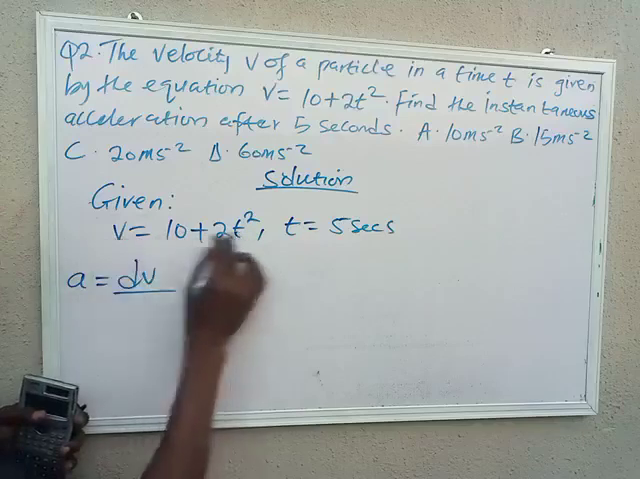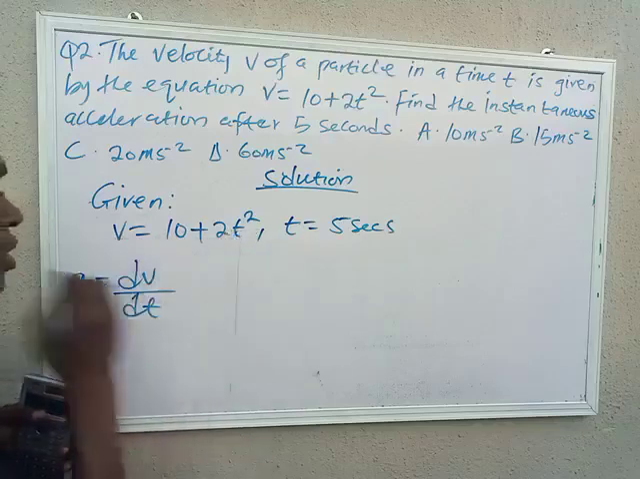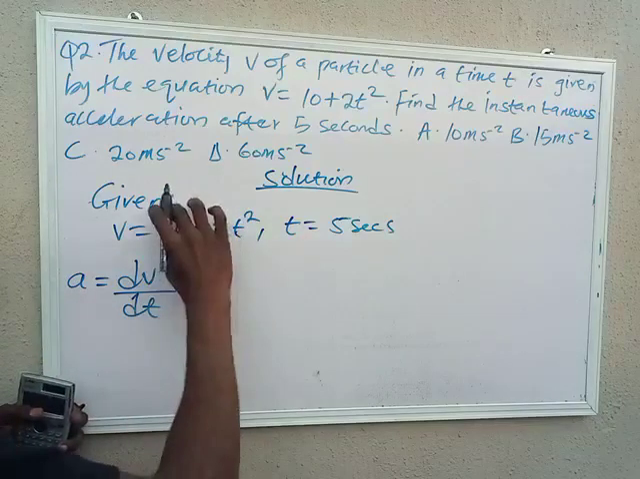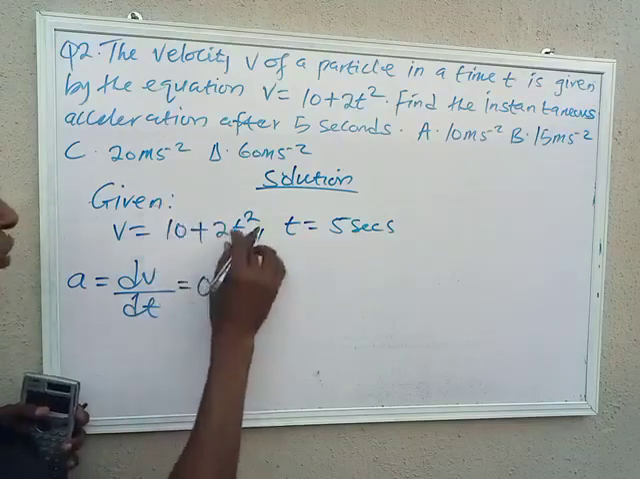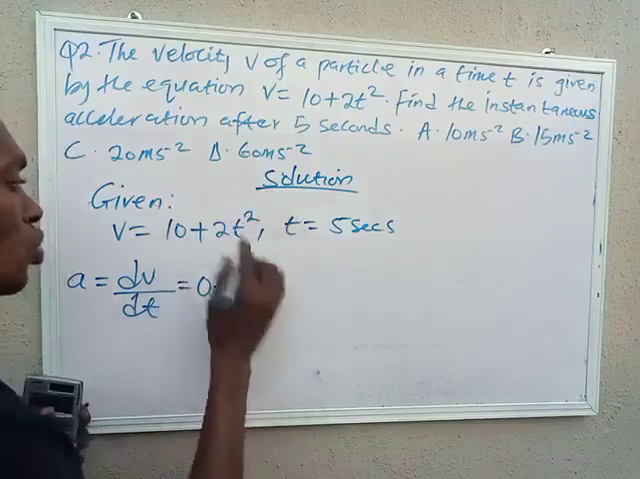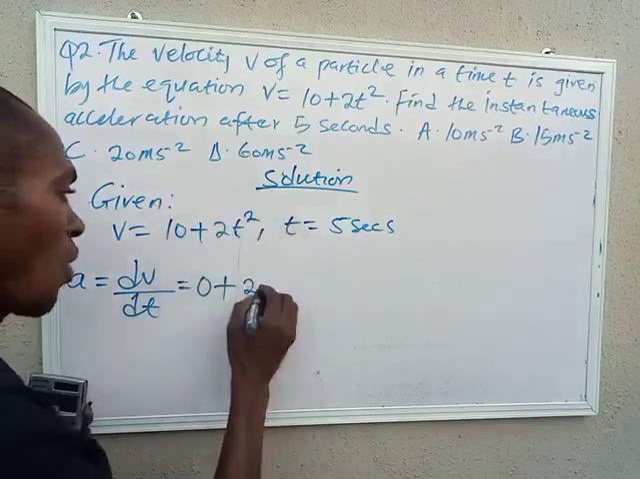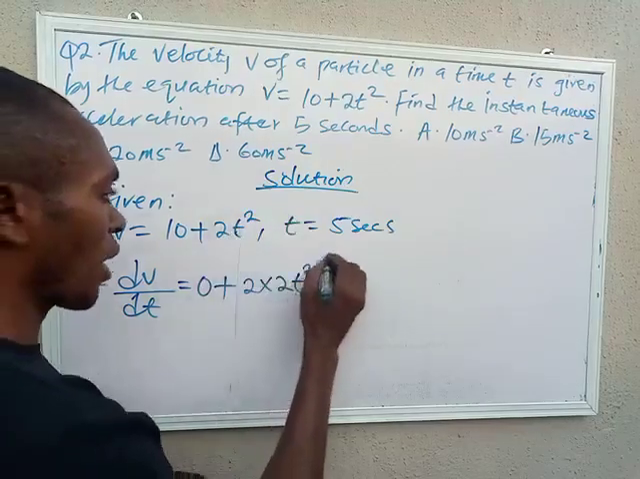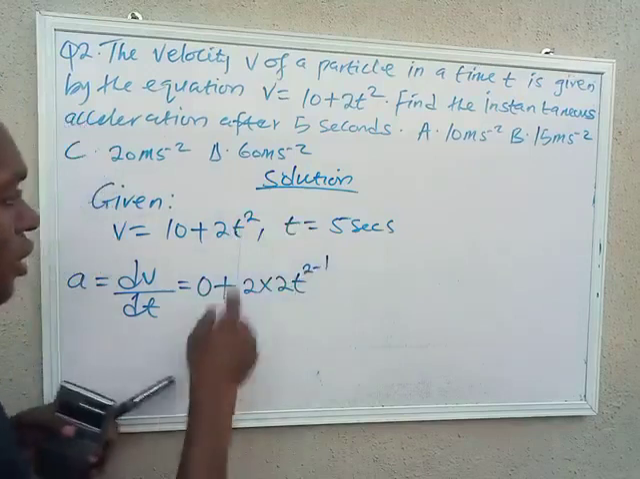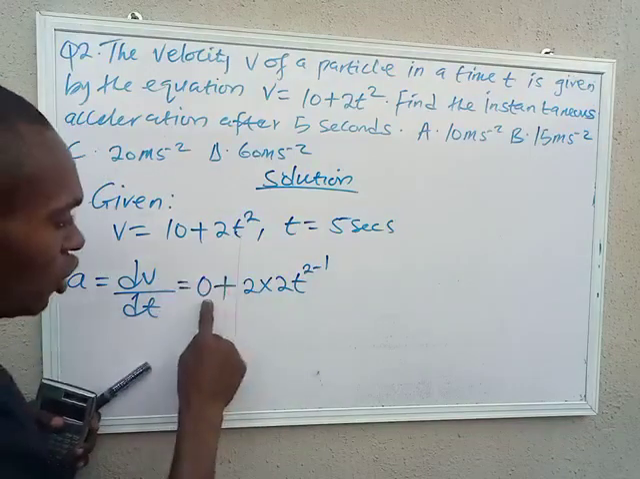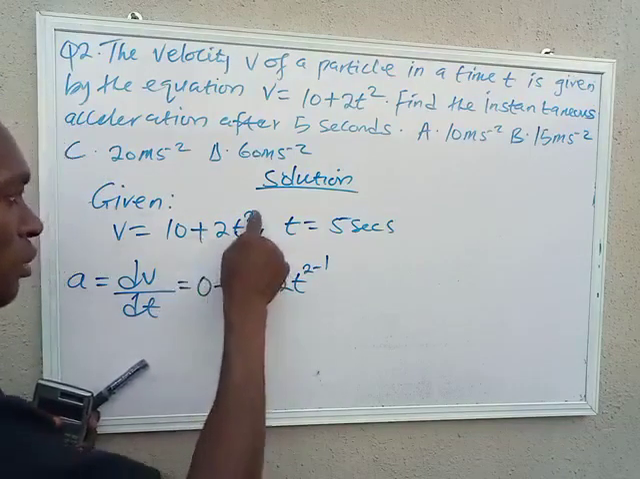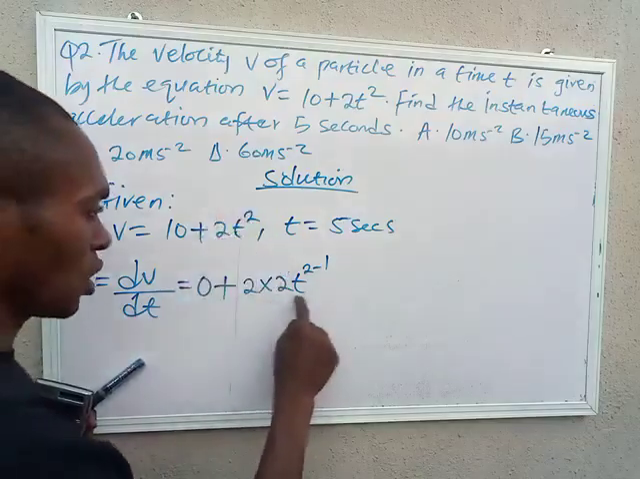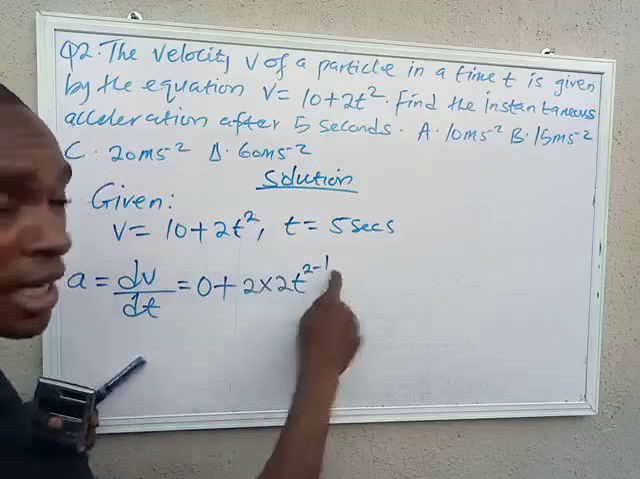So dv over dt is equal to, so we're differentiating this. Now differentiation of a constant is 0, plus differentiation of this. Now we're going to bring down the power, multiply what is here, then reduce the power by 1. This is what I mean. Differentiation of a constant is 0. So 0 plus, bring down the power to multiply the whole of this term, 2 times 2t, then reduce the power by 1. That's differentiation.